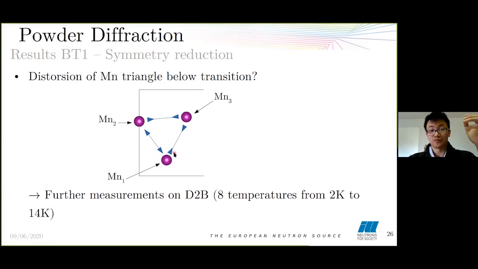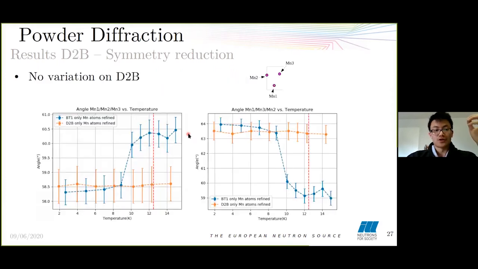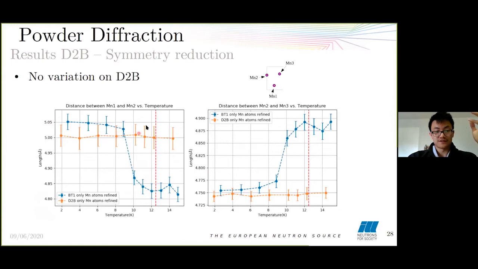In order to confirm these results, we wanted to have higher resolution measurements. So we made an easy proposal on D2B, and 8 temperatures from 2 K to 14 K were measured in February. We can compare, in blue, what we found on B21, and in yellow, the refinement from the D2B data. And in this case, we have observed no variation of the angles and neither of the distances.